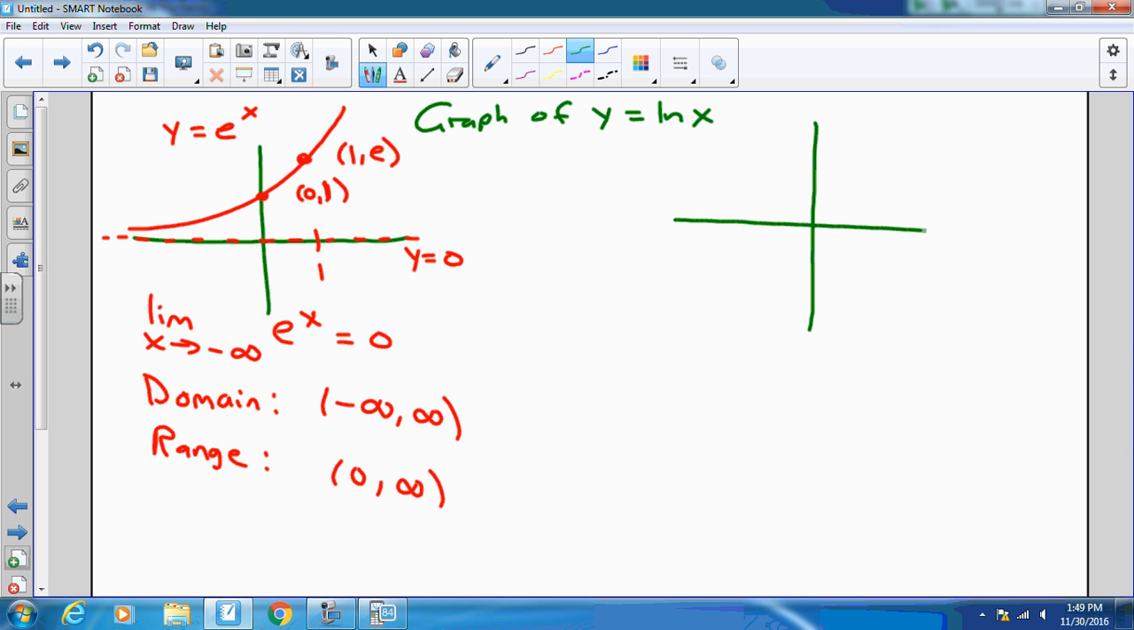Now, what I carry over into y equals natural log x, we have all of these same features, but they are inverted. So instead of the point 0, comma 1, I will have the point 1, comma 0. Instead of the point 1, comma e, I will have the point e, comma 1. And instead of the horizontal asymptote y equals 0, I will have the vertical asymptote x equals 0.